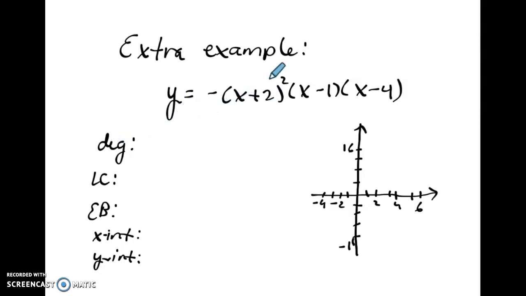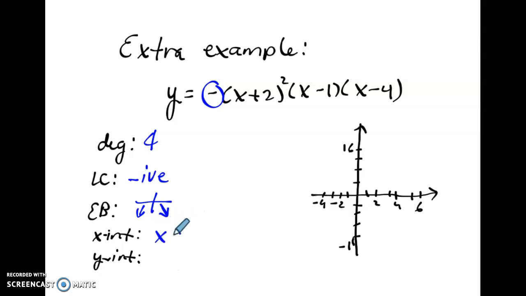So this one, the degree, it has 3 brackets, but one of them is squared. So to get the leading term, we'd actually have to do x squared times x, so that's x to the 4, times this -1. So our leading term would have been negative x to the 4. So the degree would be 4, and the leading coefficient, because of that negative, is going to be negative. And if it's degree 4, so an even degree and negative, then that means the end behaviors are going to be in the same direction, both downwards.